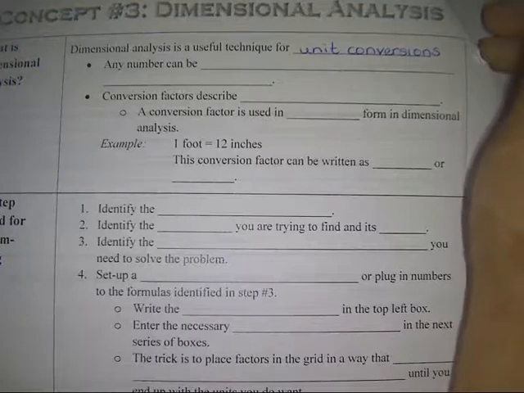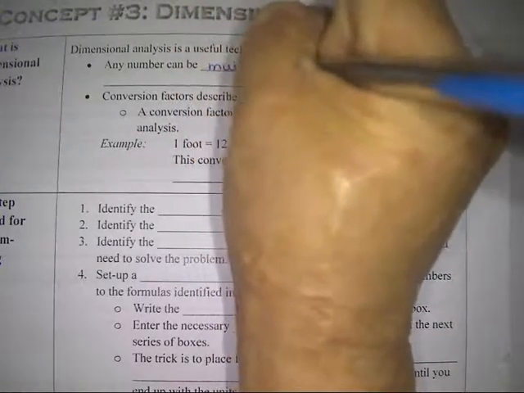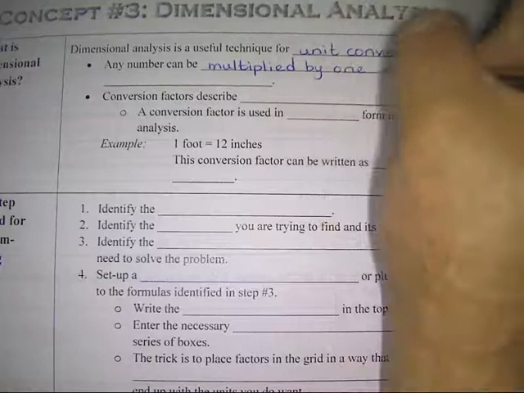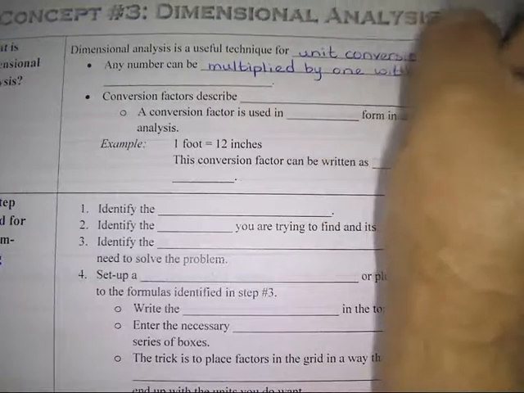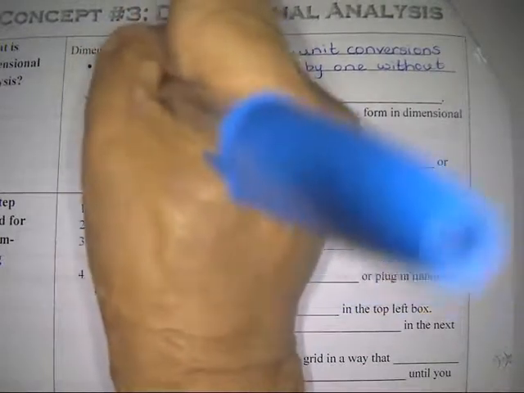Now, dimensional analysis takes advantage of the fact that any number can be multiplied by 1 and still stay the same number. Multiplied by 1 without changing its value.